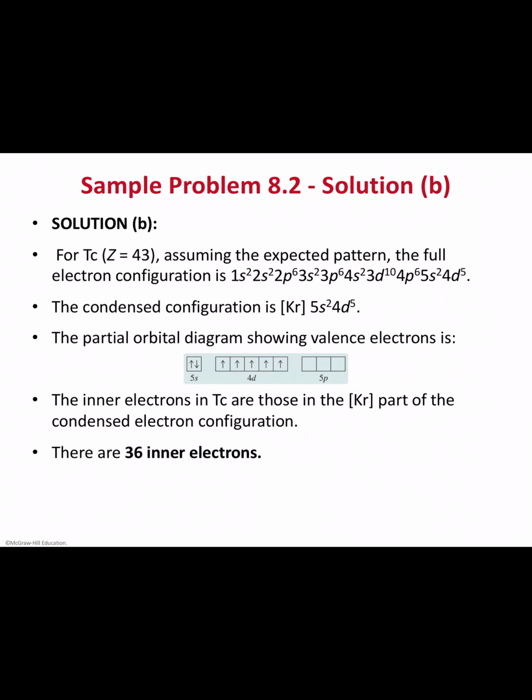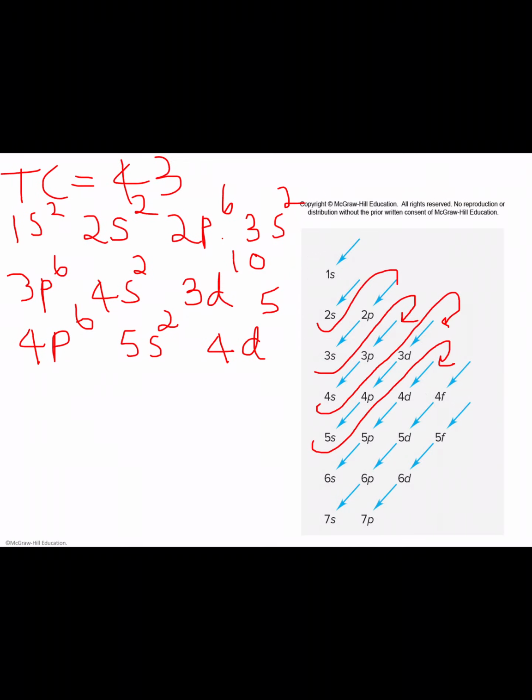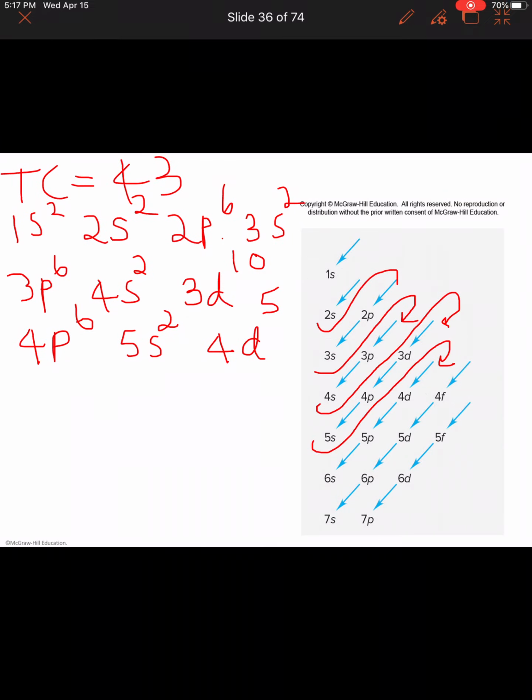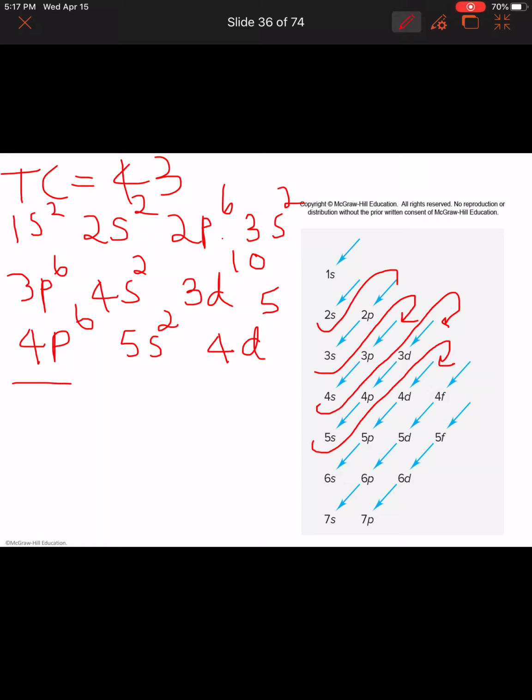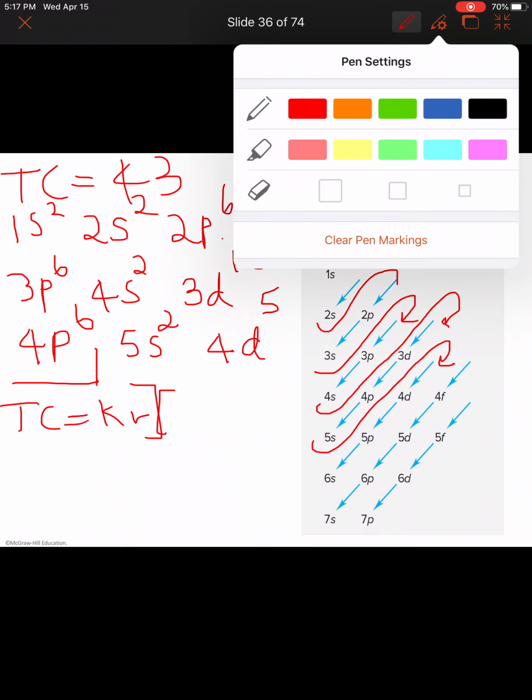The noble gas prior to technetium is krypton. So krypton up to here. So up to here from the beginning, that is a krypton electron configuration, 4p6. So the condensed electron configuration would be krypton, and then you have, sorry, it has to be the other way.